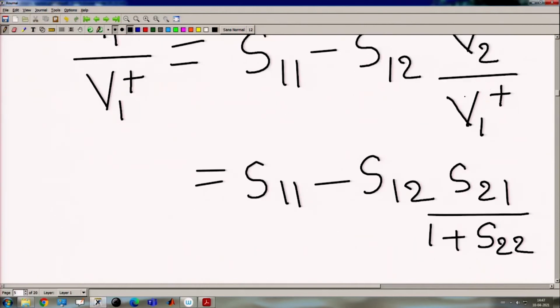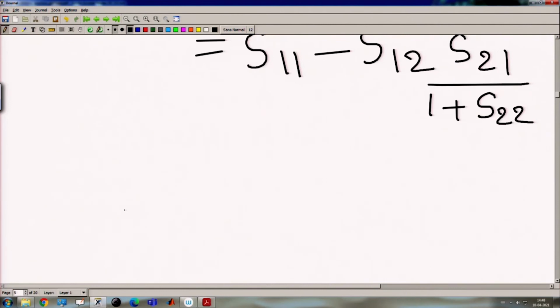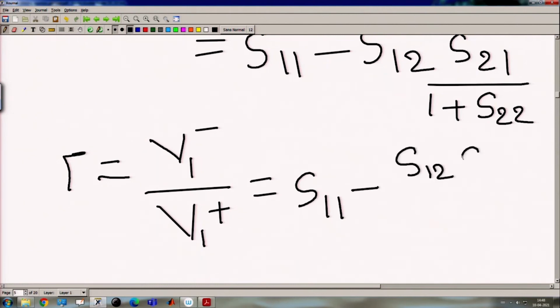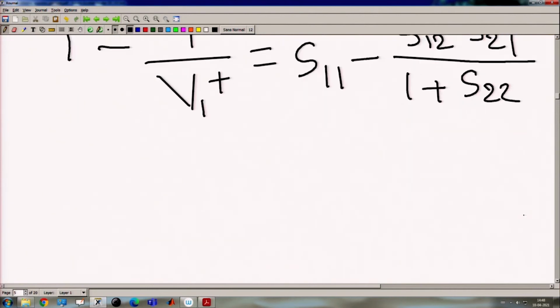So, now we have V1 minus divided by V1 plus in the form of S parameters. We know this term is known as gamma, and we have calculated it using ZL equal to 0, that means short circuit. So, gamma equal to V1 minus divided by V1 plus equal to S11 minus S12 S21 divided by 1 plus S22. Now, all the values of S11, S12, S21, S22 we can substitute from the matrix given in the problem.